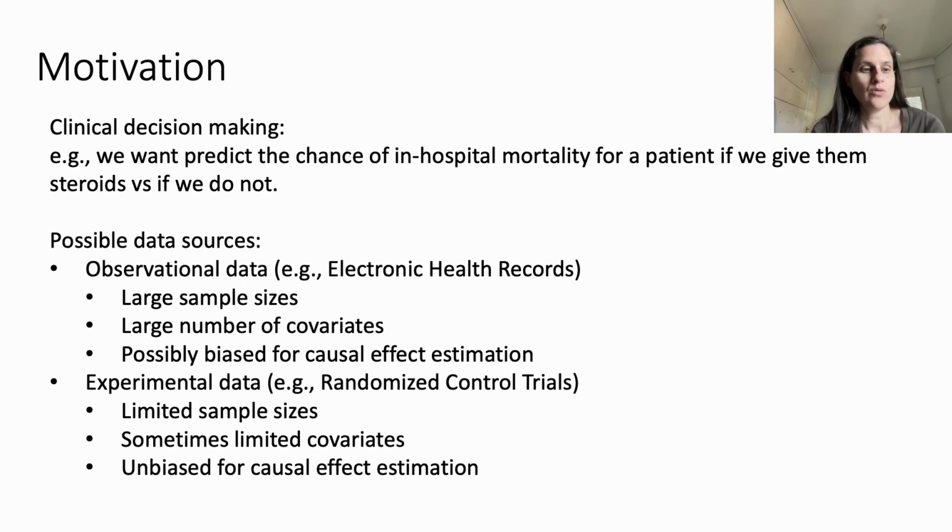In doing that prediction, we often have access to different data sources, like, for example, observational data, usually electronic health records. These come in large sample sizes and they measure a large sample of covariates, but they are possibly biased for causal effect estimation. And then we also have experimental data, like randomized controlled trials. Usually these are much more limited in the sample sizes they measure and the number of covariates they measure very often, but they are unbiased for causal effect estimation. So we want to combine the two to get the best of both worlds.